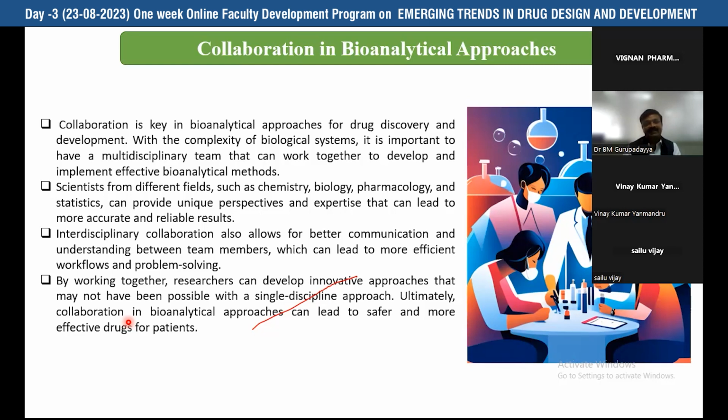The intention is that interdisciplinary collaboration is required, so that teamwork can give a better idea. We can come up with more efficient workflows, and problem solving is possible. By working together, researchers can develop innovative approaches that may not be possible with a single discipline approach. So a multiple discipline approach is very much essential for sorting out the problems which come under the bioanalytical methods. Ultimately, collaboration in the bioanalytical approaches can lead to safer and more effective drugs for the patients.